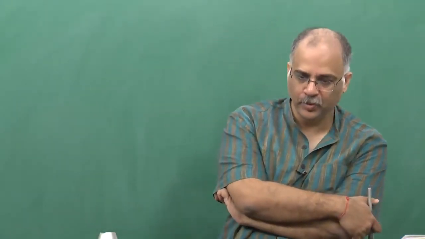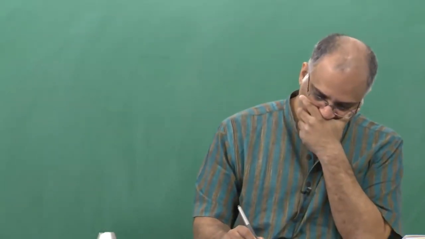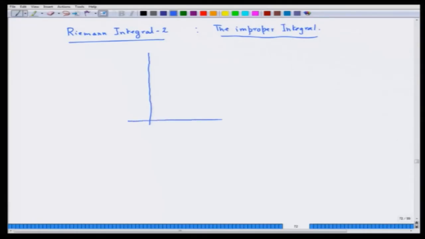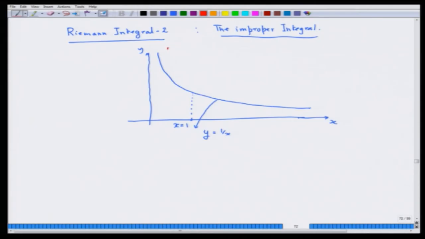Now we come to the second part of Riemann integrals. Here we are going to ask you some stupid looking questions. I would like to say, look at the graph of the function y equal to 1 by x, and then also look at the graph of the function y equal to 1 by x square, which coincides with it at 1 and then goes down.